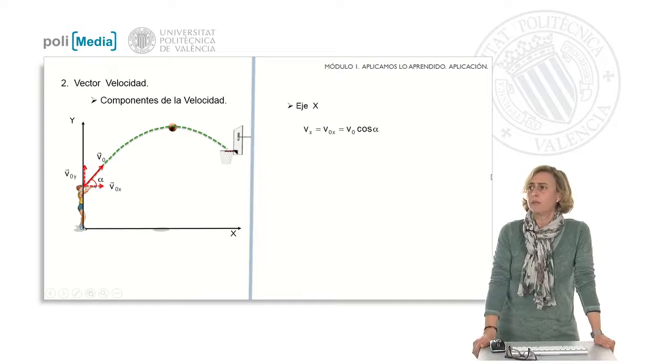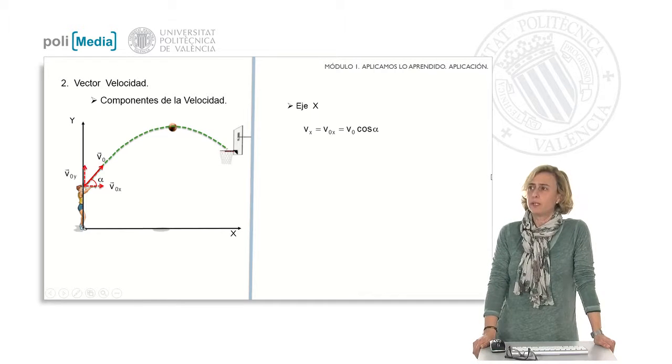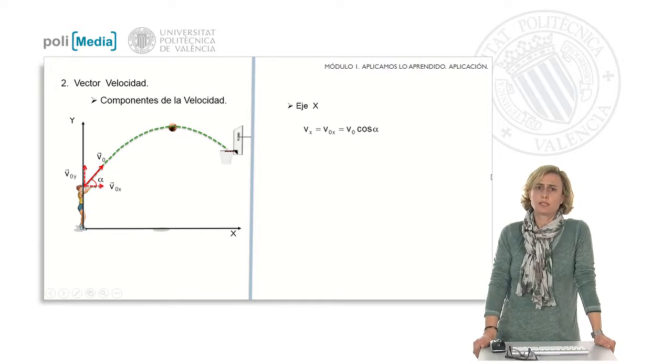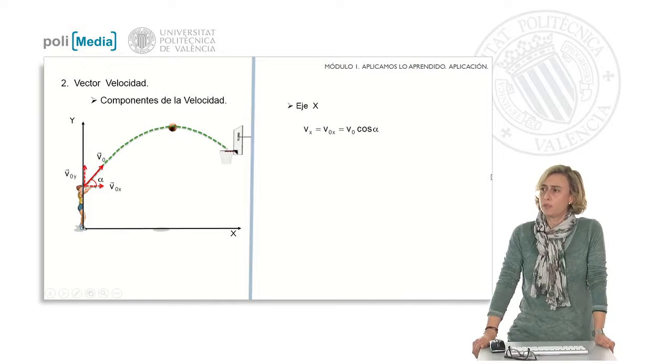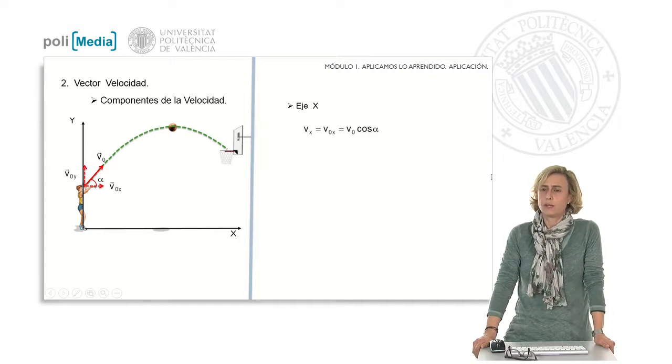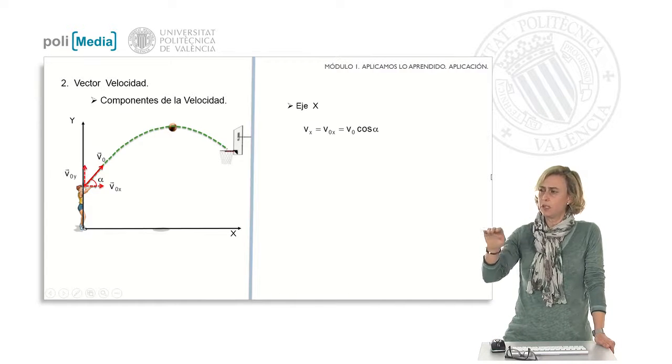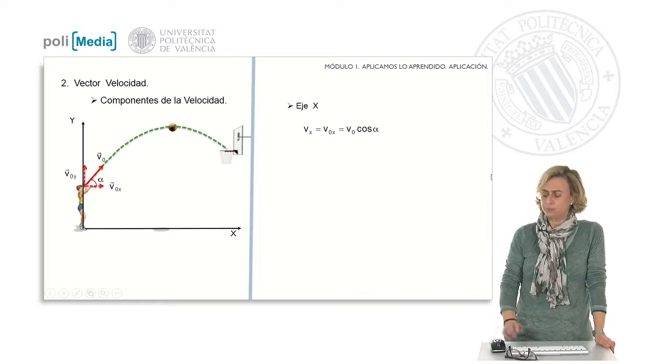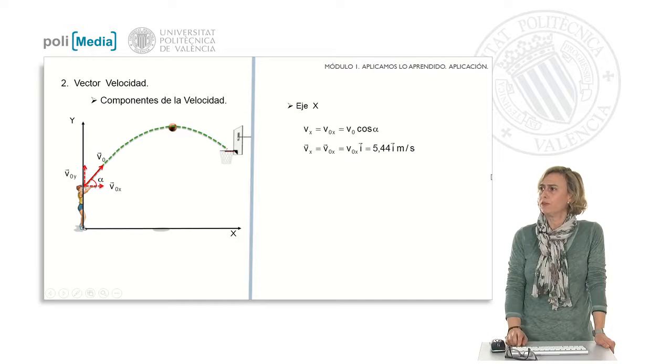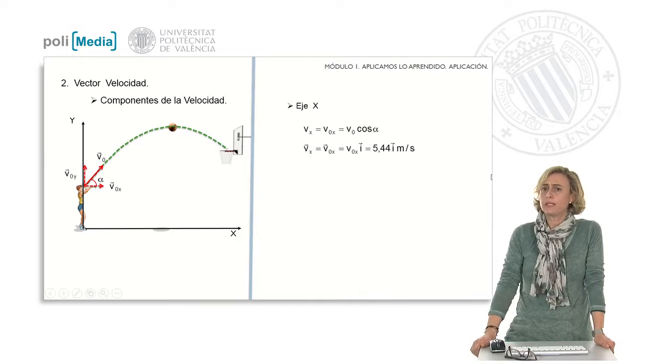We are now going to calculate the velocity vector. To do this, the first thing we have to do is to calculate the components of the velocity. On the x-axis, the x component of the velocity will be v sub 0 times the cosine of alpha, since it is the adjacent leg of angle alpha. Since the motion is uniform, the x component of the velocity will be 5.44 i meters per second.